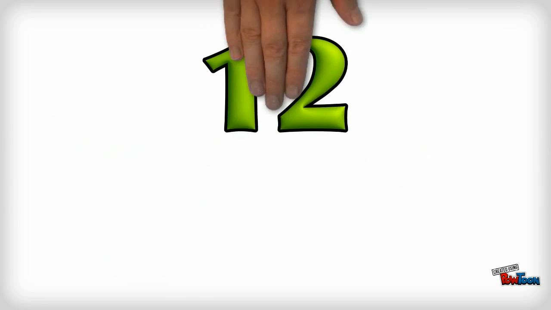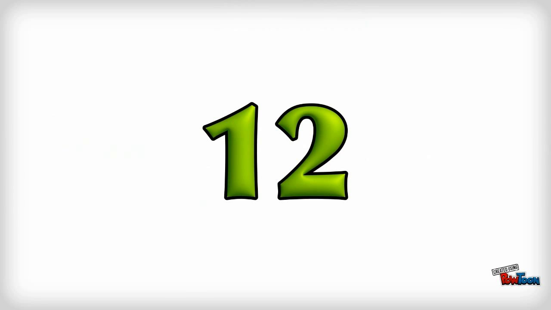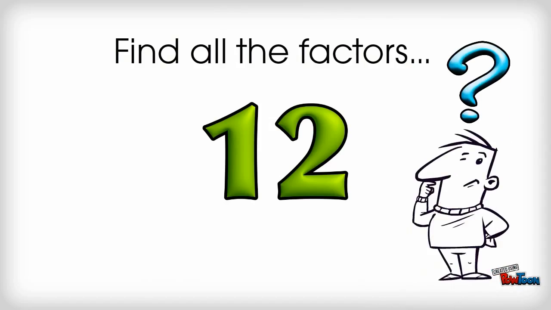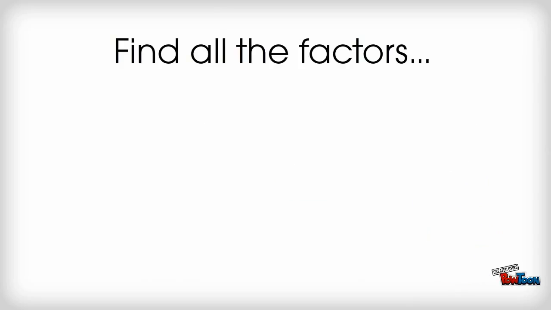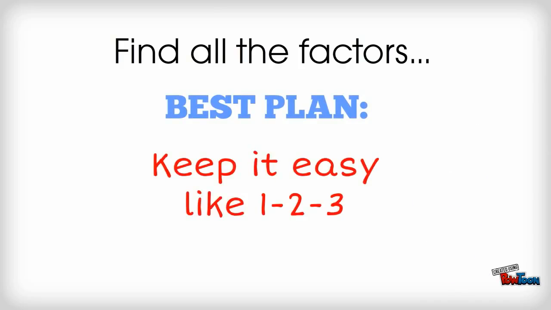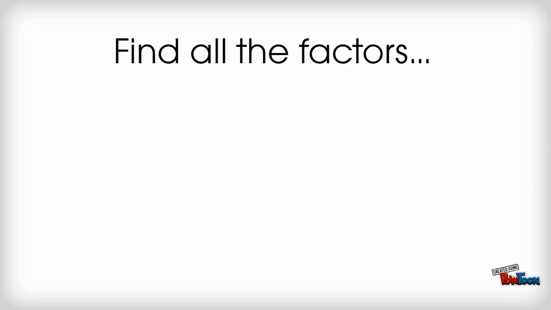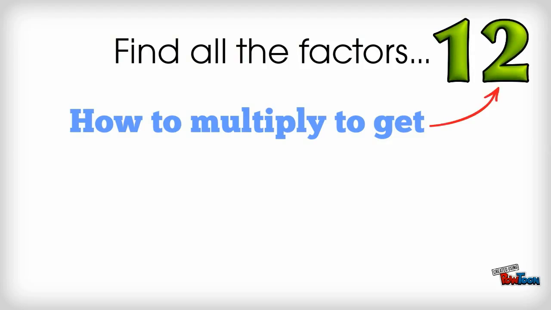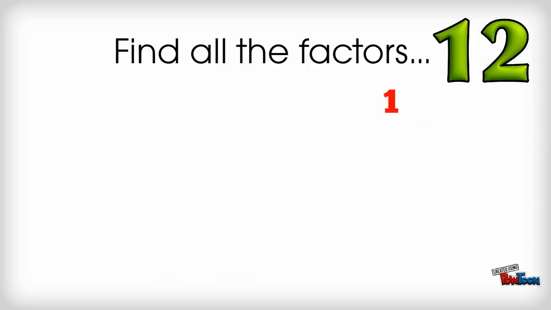You will often be given a number and told to list all its factors. Well, you could just think of any numbers that multiply together to give 12 in this example, but a better plan is to use the same simple way every time. Take a look. The first thing you do is find the simplest way of multiplying to 12, and you start with 1. So 1 and the number itself are always the first factors you list.